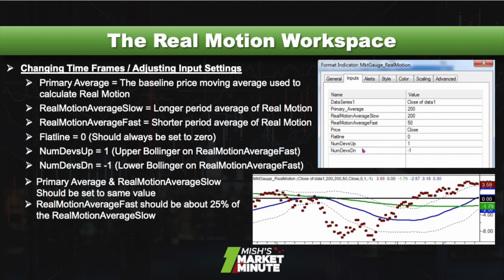So in terms of looking at the workspace right here, this just sort of gives you the whole information in terms of our inputs. Not information that you really need to know because you're not creating them. They're already given to you. But you can see the close-up data 1, the primary moving averages, the slow and the fast. We use the closing price, the flat line, and the deviations on the Bollinger are 1 and -1, 1 on the up and 2 on the down.